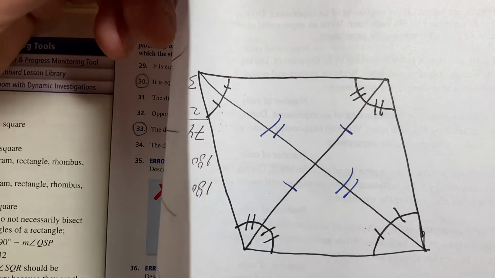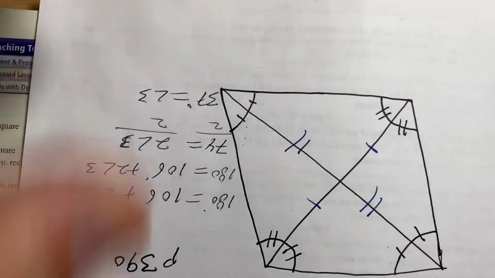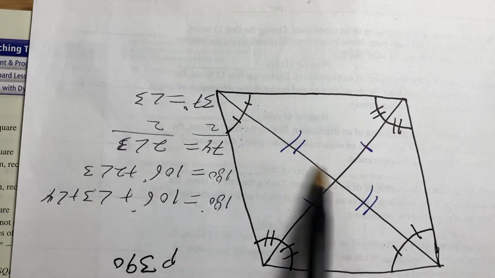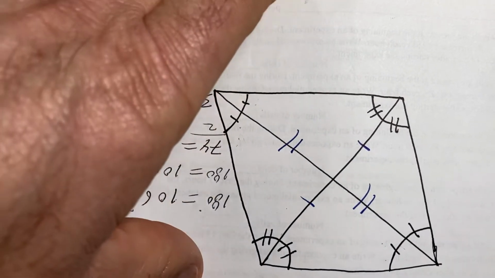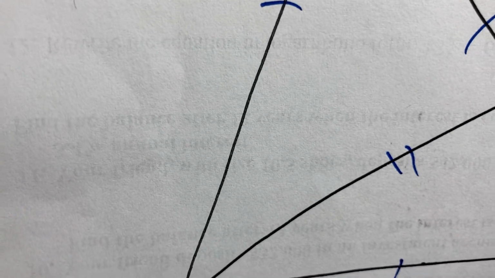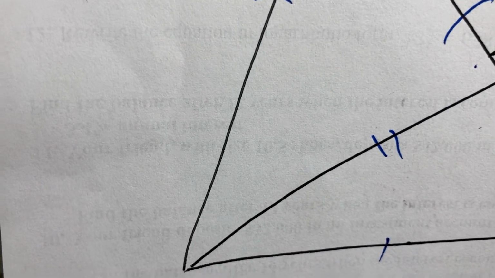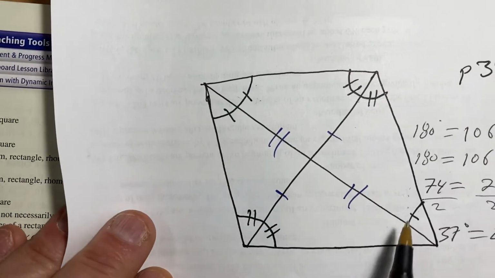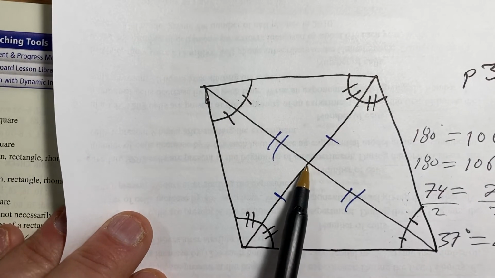Number 33. So this diagonal and this diagonal bisect each other. Yes. So that. Let me give you a better idea. Those diagonals bisect each other. So it's a parallelogram, yes, because all of the diagonals will always bisect each other.